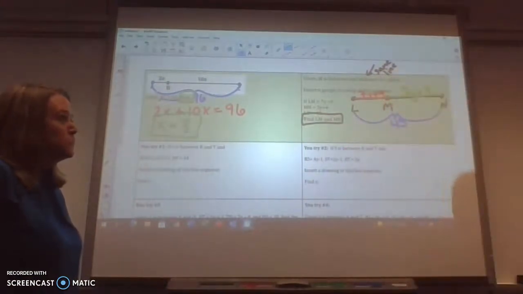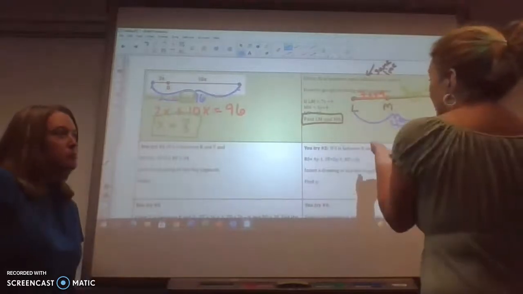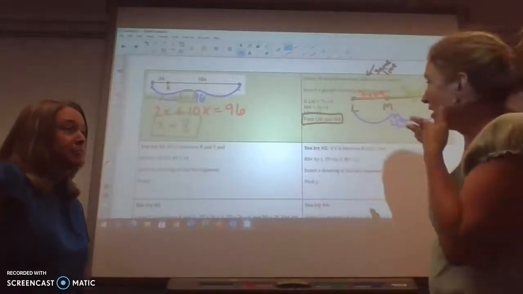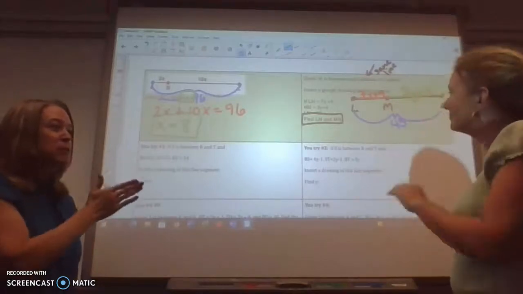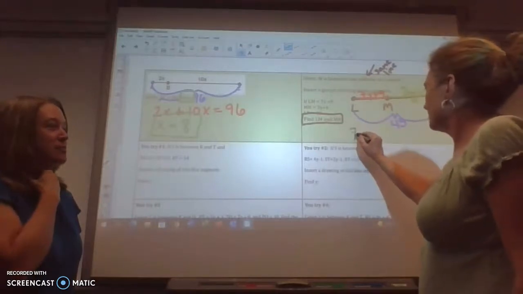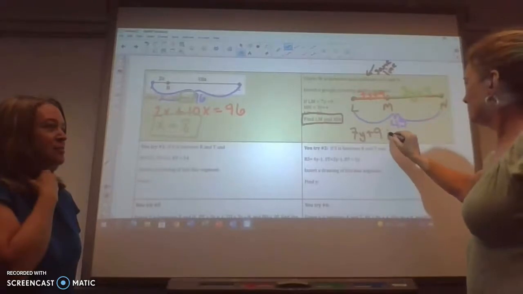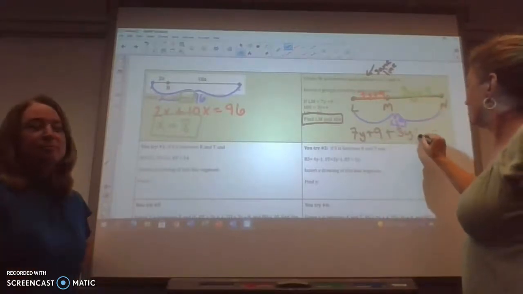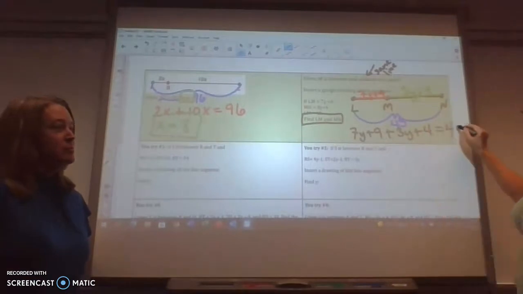Well, I can't with the information I have now. But I can find my variable and then find this line segment. So how am I going to find my variable? What do I do again? I think it's the little piece plus the little piece equals the big piece. So let me write down my little pieces. I have my little piece, 7y plus 9, and then my other little piece, plus 3y plus 4. Those are my two little pieces, and they're both equal to my big piece.